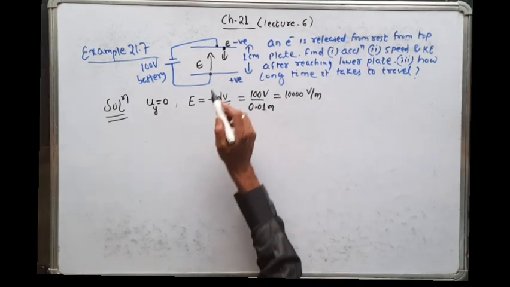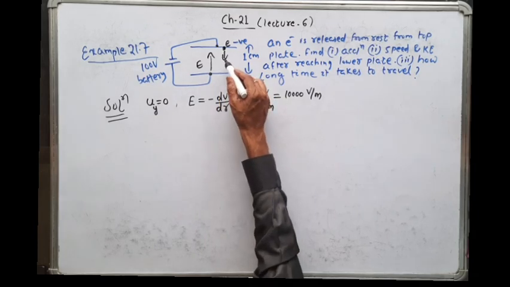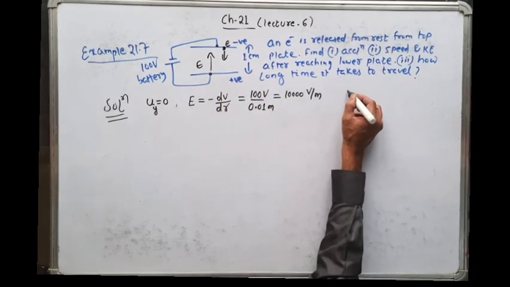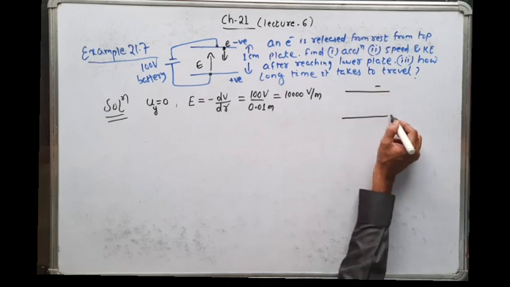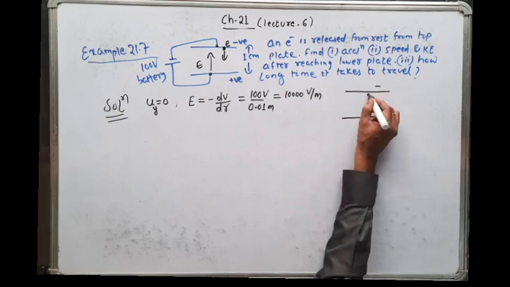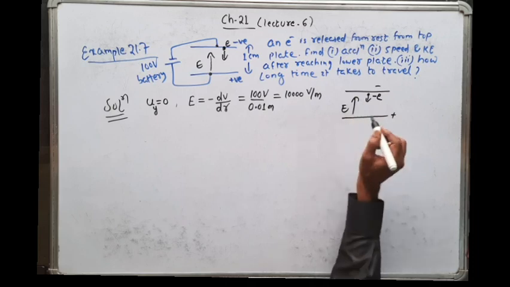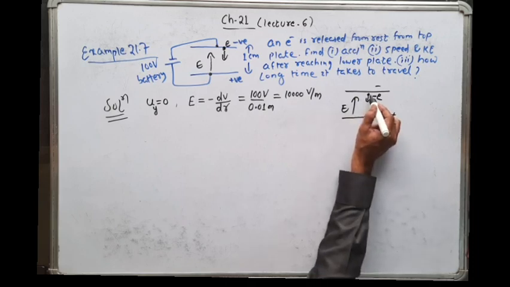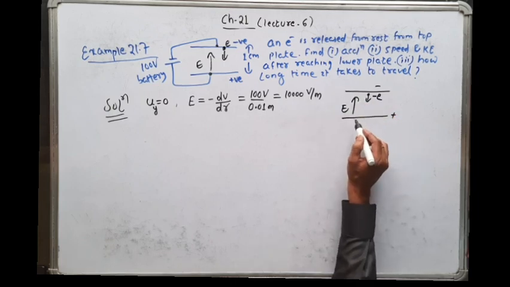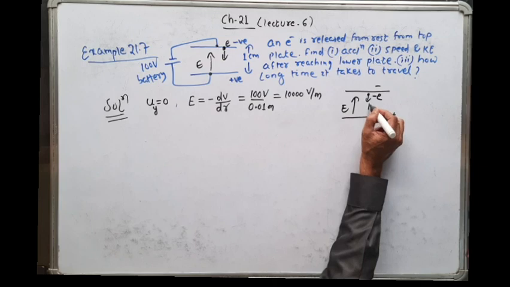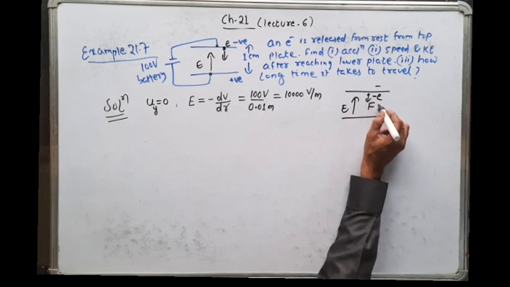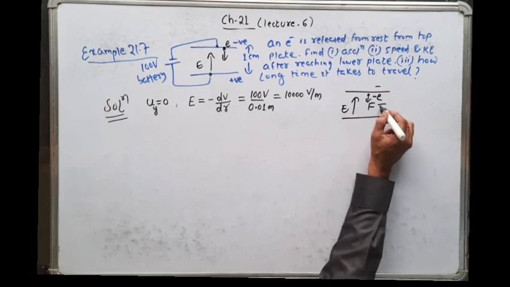Clear? So now again we know the concept. Suppose this is the negative plate, this is the positive plate, and an electron is released. The electron has negative charge. And what is the direction of the electric field? From positive to negative. So this electron, which is a charged particle, will experience a force opposite to that of the electric field. The electric field is upward, so the force experienced by the electron will be in the downward direction. So what is the value of the force?